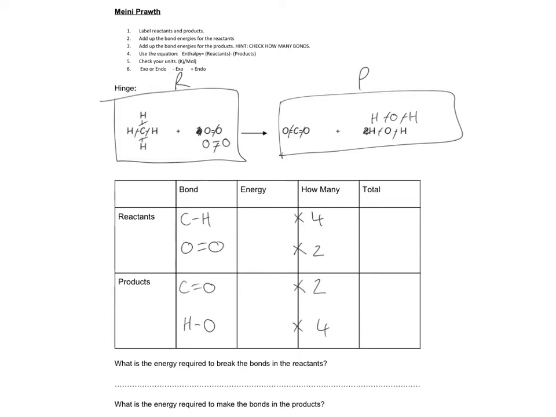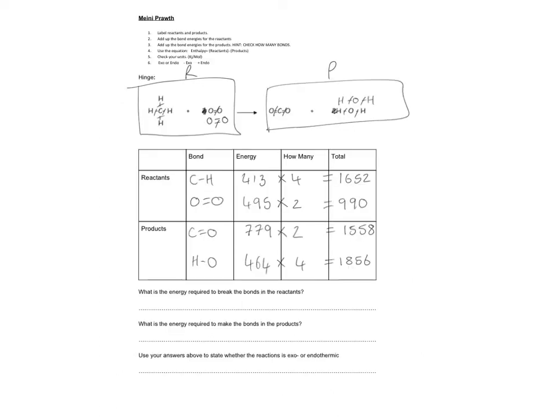Okay, exactly the same thing as before, check on your table. Once you've collected the values from the table, times it by 4. So I've got 1652, again, times it by 2. These values are coming from the table at the front. And then I've got them all together. The next thing I now need to do is add them up. So I've got actual values for all of my reactants and all of my products. 2642 and 155.